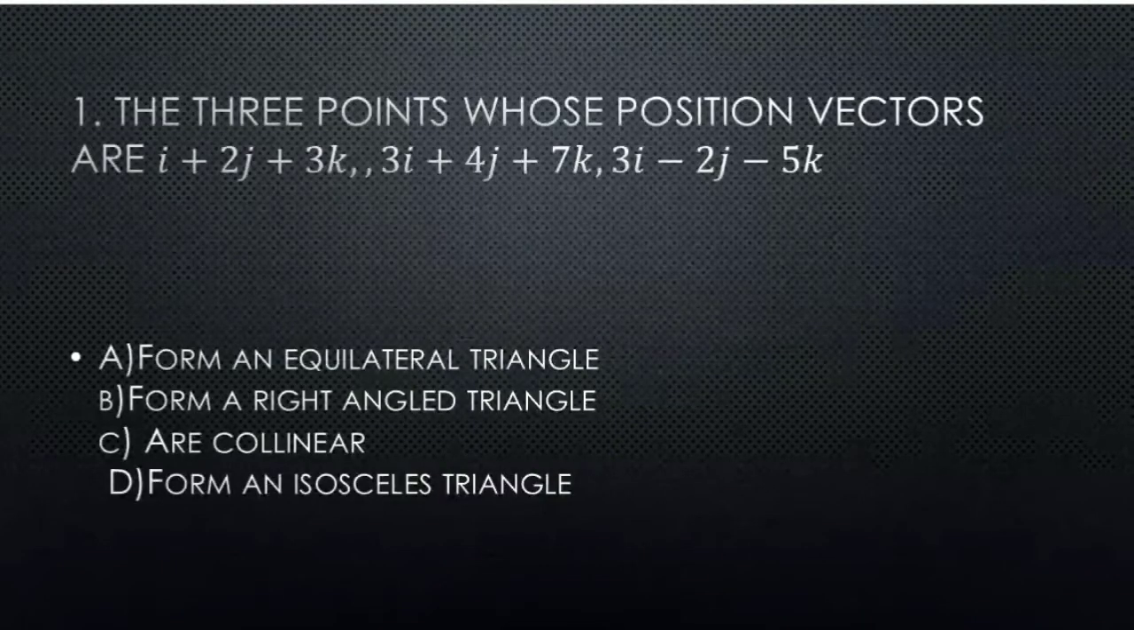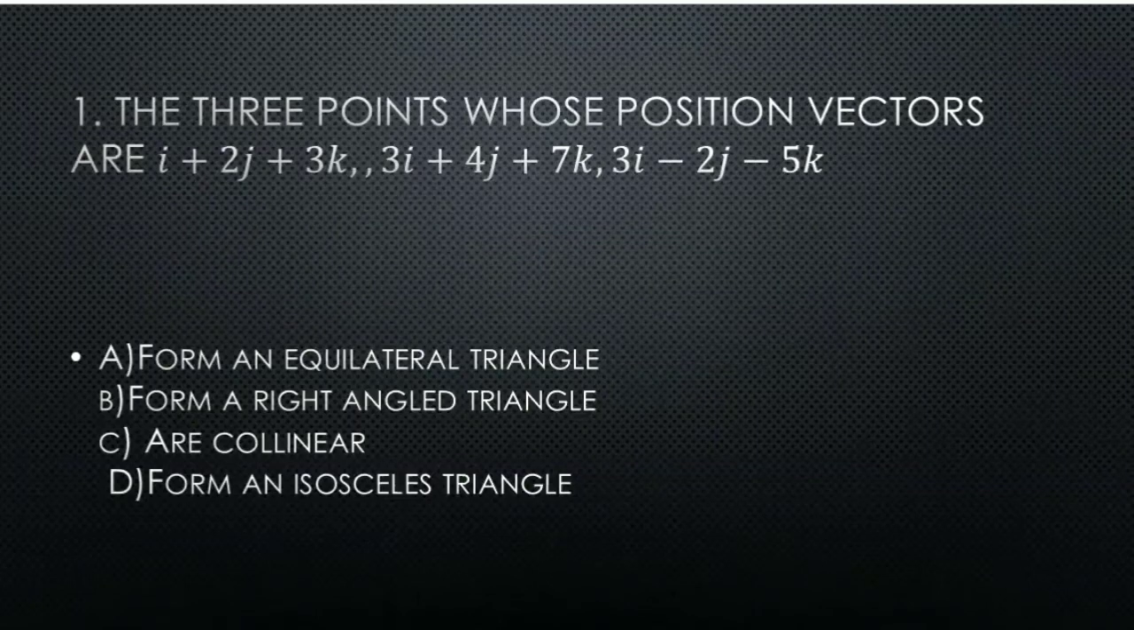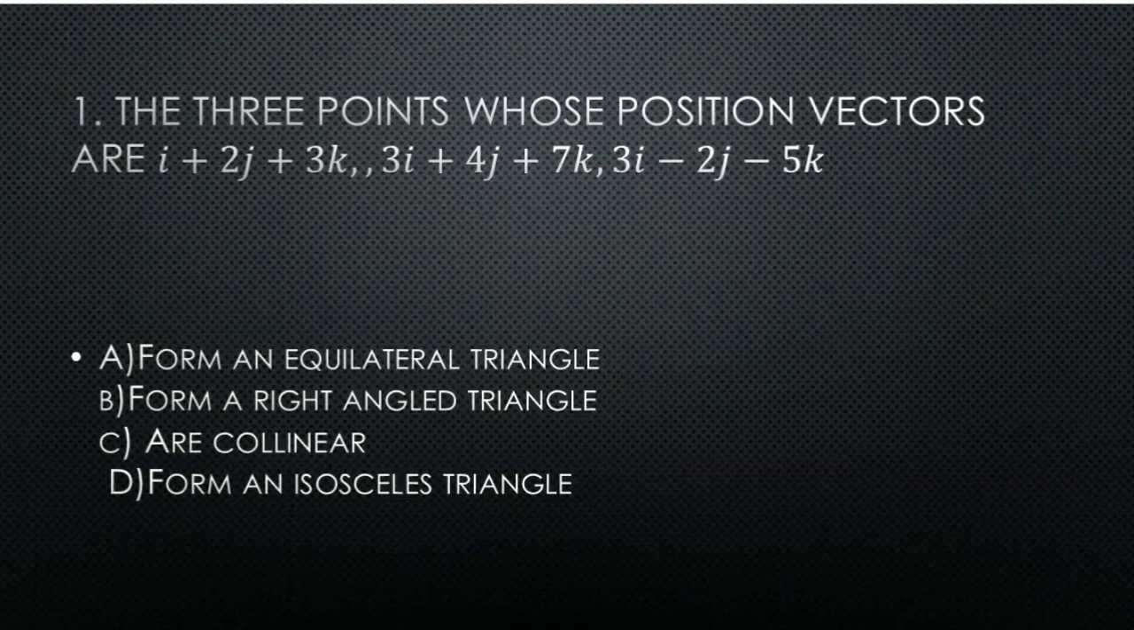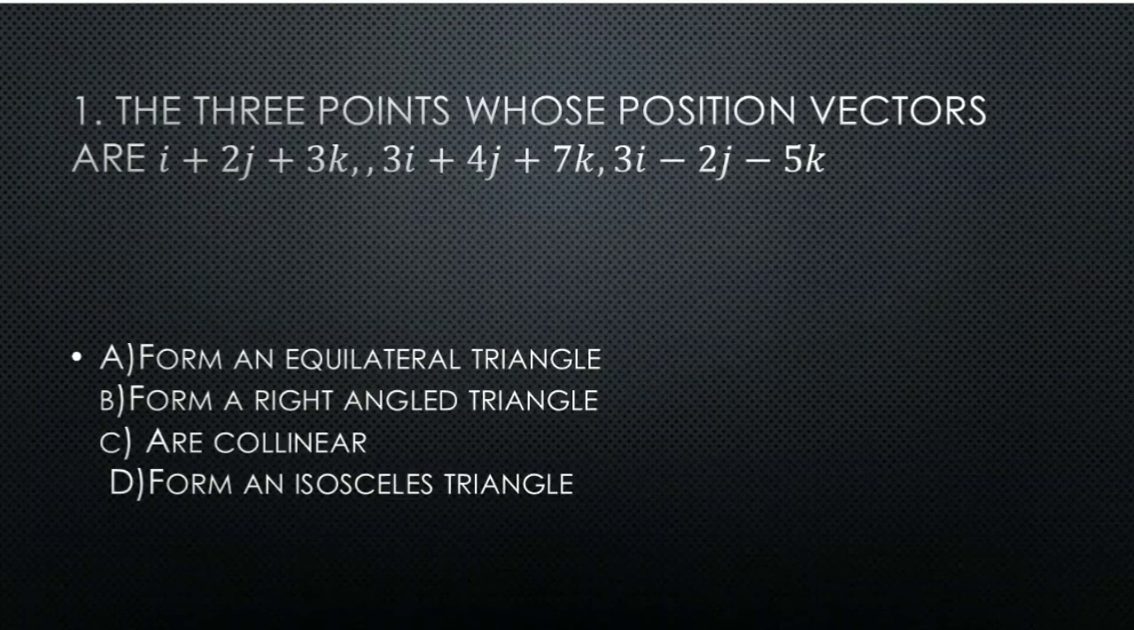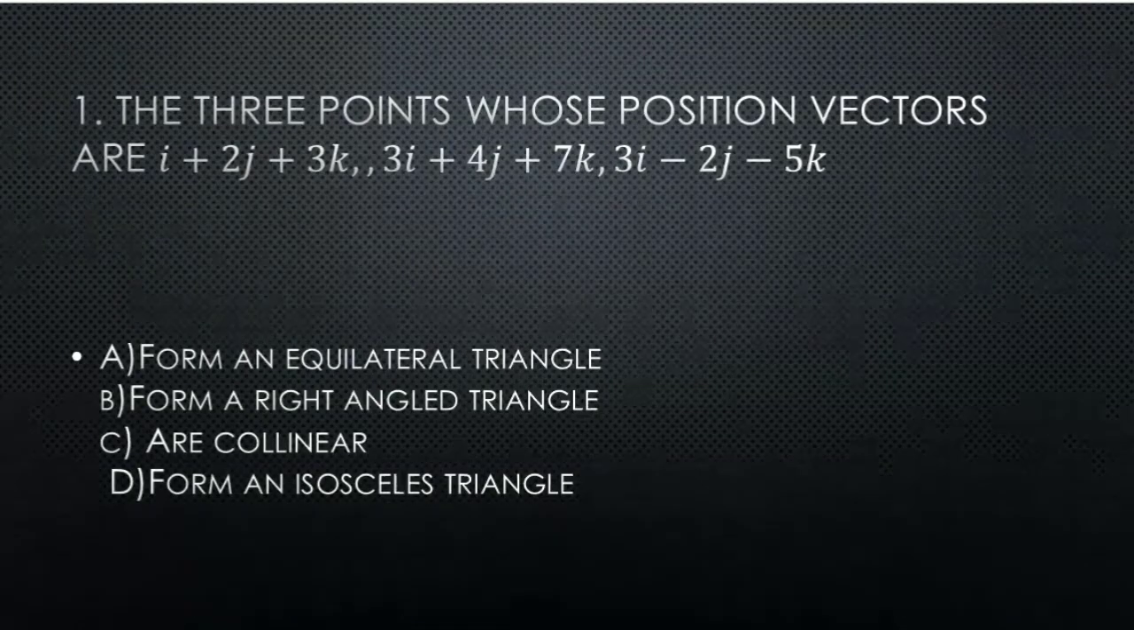See the first question. The 3 points whose position vectors are i plus 2j plus 3k, 3i plus 4j plus 7k, 3i minus 2j minus 5k. These position vectors, if you consider these points as A, B, C, will give the OA vector, OB vector and OC vector. Now you have to check whether these points A, B, C will form an equilateral triangle, or form a right angle triangle, or are collinear, or form an isosceles triangle.